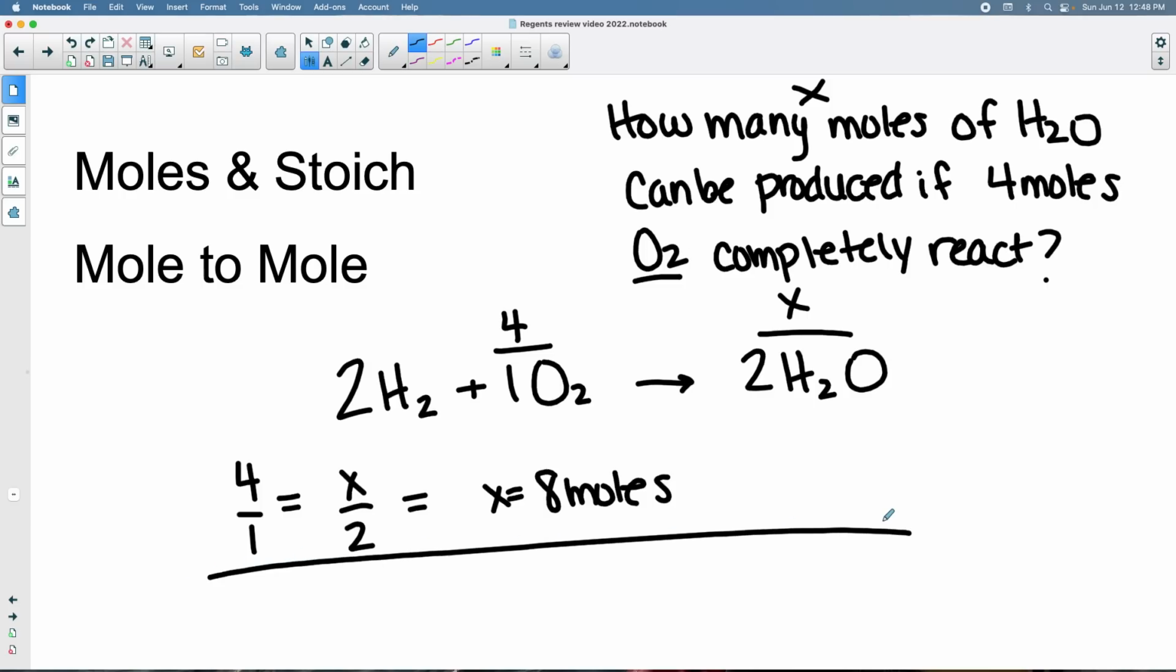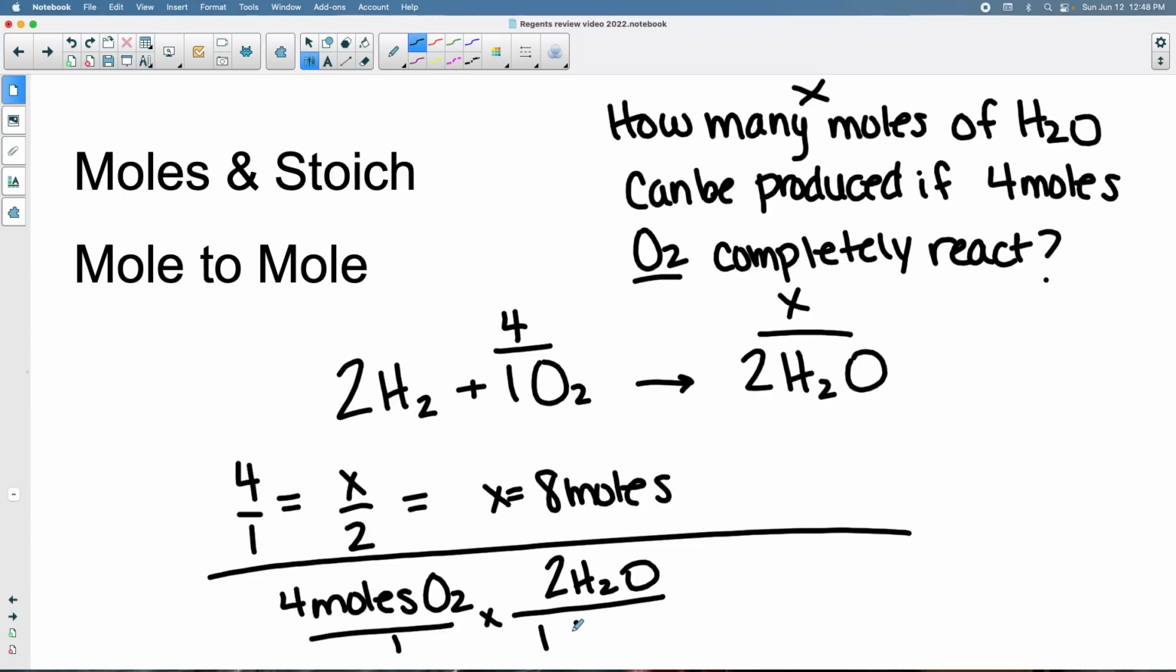Or dimensional analysis, we do 4 moles O2 times the one that I'm looking for, coefficient of water is 2, over coefficient of oxygen is 1, and I cross out my O2s, and I still wind up with 8 moles. So it's either proportion, putting the word problem over the balanced equation, or you take the number of moles they give you times the coefficient of the one that you want over the coefficient of the one that you started with.